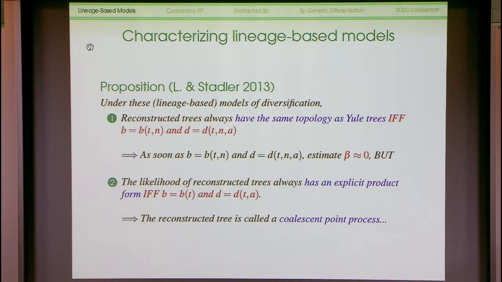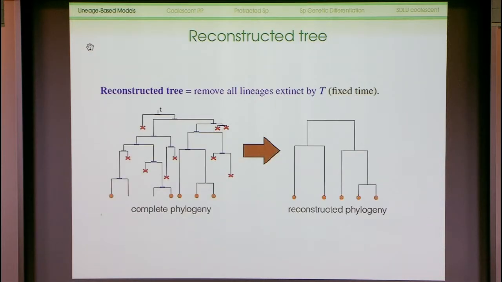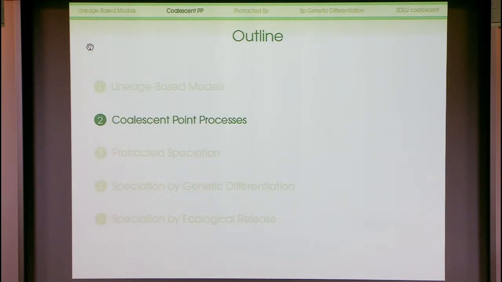And a second statement is about the whole likelihood, the whole distribution of the tree, not only the topology but the whole time-calibrated tree, which says that the likelihood of these reconstructed trees always has an explicit product form if and only if B depends only on time and D depends only on time and age. And these trees are called coalescent point processes, exactly those that Leah and David Aldous have introduced 10 years ago now.